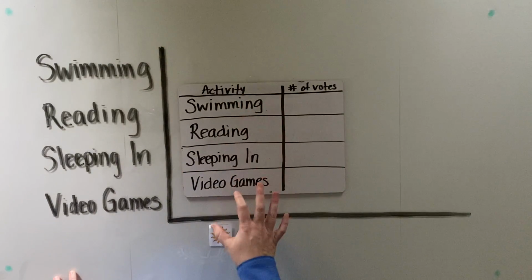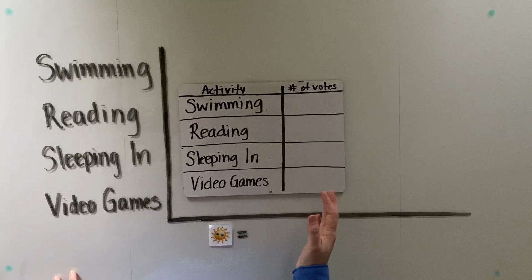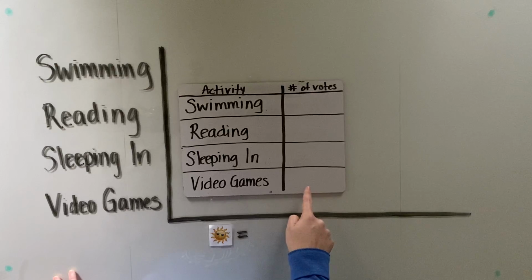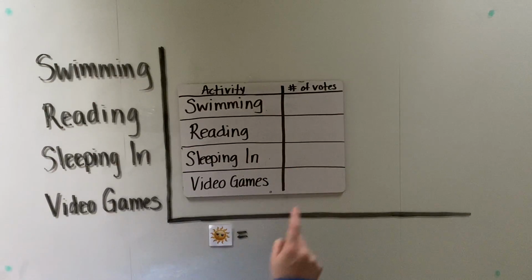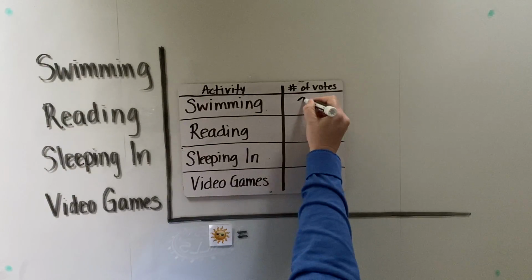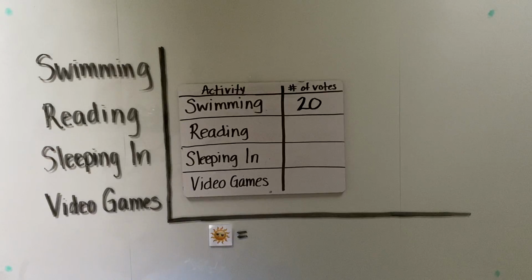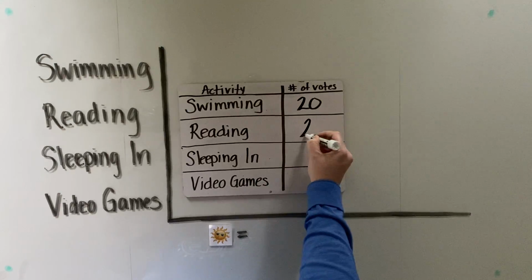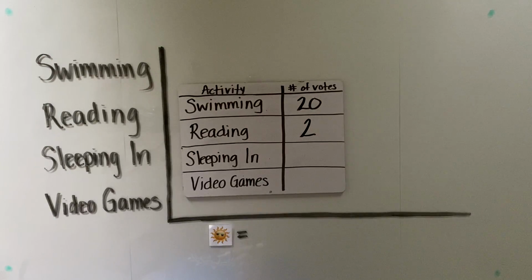These were our 4 categories that we could vote on. And I'm going to give you right now the number of votes that each activity received. So swimming received 20 votes. Lots of swimmers in our group. Reading received 2. Not too many summer readers in our group here.